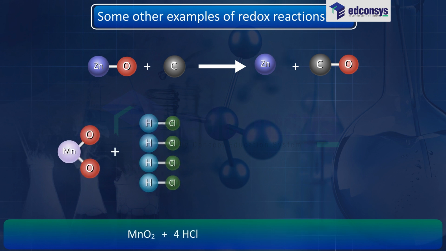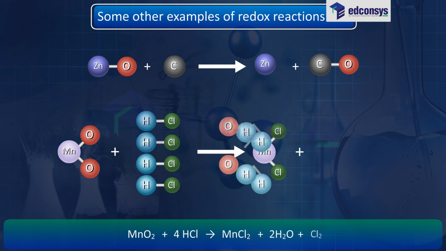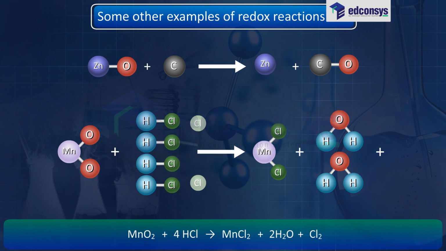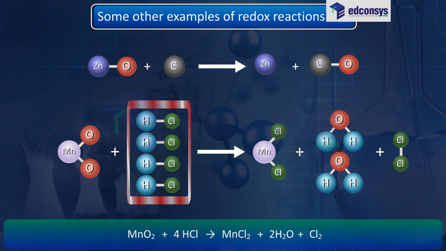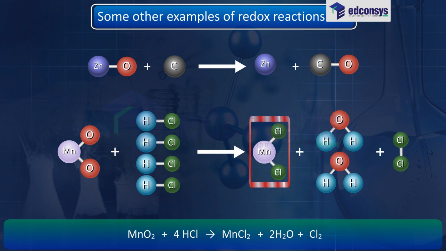MnO2 + 4HCl gives MnCl2 + 2H2O + Cl2. In this reaction, HCl is oxidized to Cl2 whereas MnO2 is reduced to MnCl2.